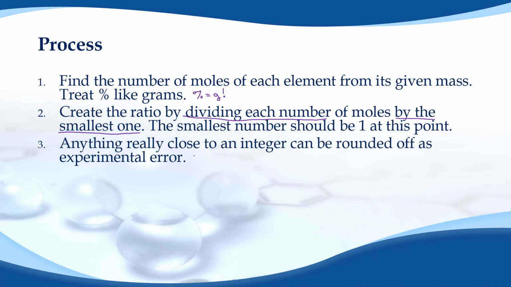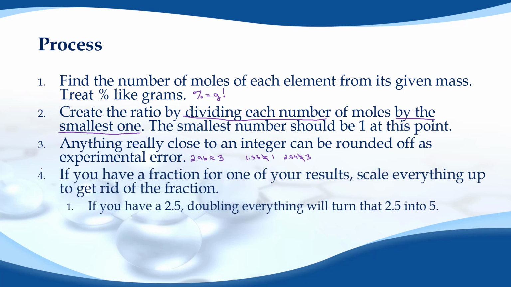If it's really, really close to a whole number, so if you're doing this and you get like 2.96, that's close enough to 3 to call it 3. What you don't want to be doing from this point is, if you get like 2.54, 2.54 does not round to 3 because it is nowhere near 3. What we're going to do is get that out by scaling it up, right? So if it's really close to an integer, round it off, treat it as though it's experimental error.